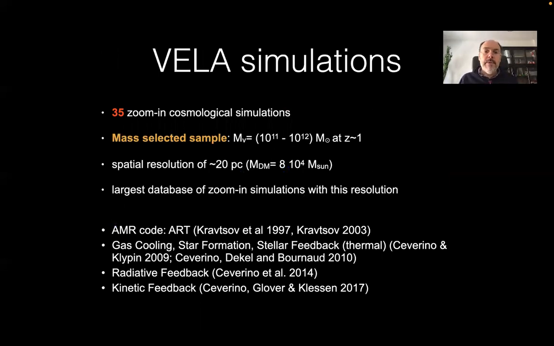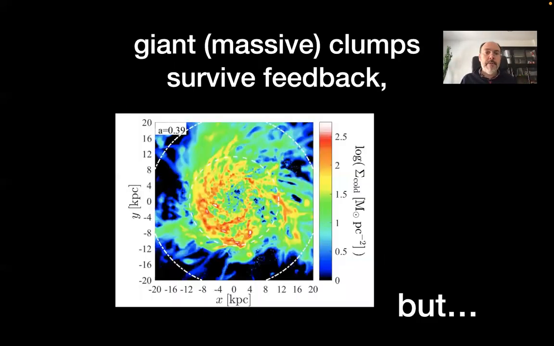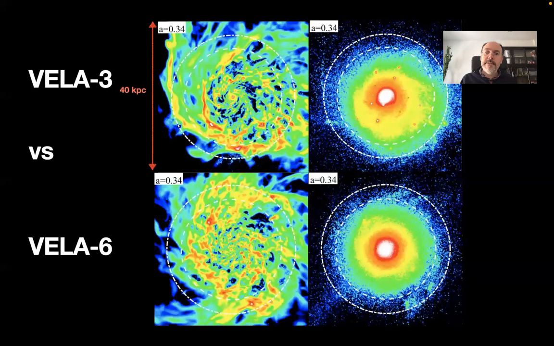So now within the VELA simulations, we have a new set of simulations with the same initial conditions but a different model of feedback. We are adding a model of kinetic feedback, so we can compare the same initial conditions with two sets of feedback models. With these new sets, these giant clumps survive feedback. We can see these massive clumps here and there. They move around, so they migrate, but there are some differences.